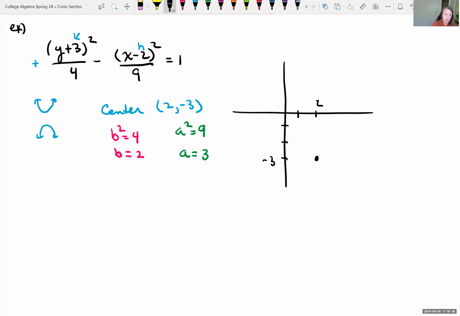So I know that I want to get the vertices of that transverse axis. I'm going to use B because that's with a Y. I'm going to go up 2 and I'm going to go down 2 from the center. So if I go up 2 from the center, this is now at a point at 2, -1. And if I go down 2 from the center, I'm at -5, or 2, -5. So these are vertices of the transverse axis.